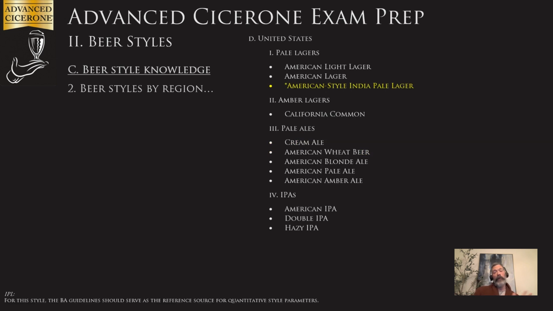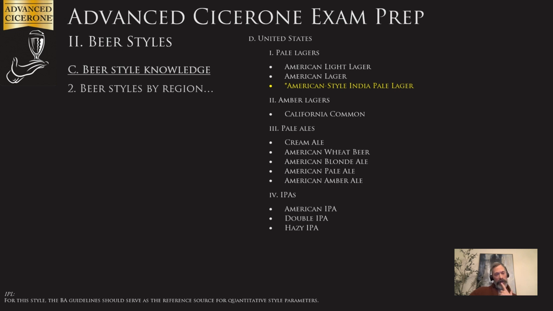In addition to that, when we move on to the United States, they've added a reference to American-style IPA in the Pale Lager. But notice they also point out this is not in the BJCP guidelines, so you have to refer to the BA guidelines for the quantitative style parameters of that style.